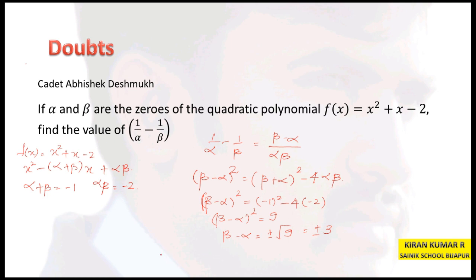So there are two different values. Suppose beta minus alpha is taken as positive 3, what will be 1 by alpha minus 1 by beta? This will be positive 3 upon negative 2, so minus 3 by 2 is the value. And if beta minus alpha is taken as negative 3, then 1 by alpha minus 1 by beta is negative 3 upon negative 2, which is equal to positive 3 by 2.